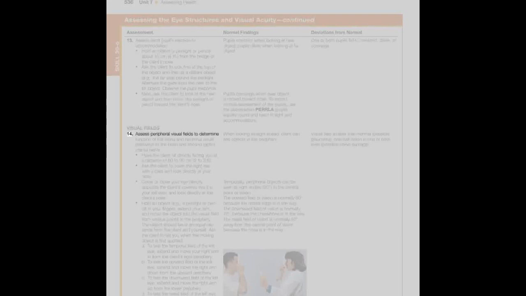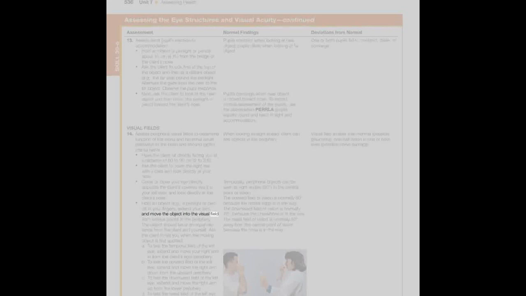Visual fields, step 14. Assess peripheral visual fields to determine function of the retina and neuronal visual pathways to the brain, and the second, optic, cranial nerve. Have the client sit directly facing you at a distance of 60 to 90 centimeters, 2 to 3 feet. Ask the client to cover the right eye with a card and look directly at your nose. Cover or close your eye directly opposite the client's covered eye, that is, your left eye, and look directly at the client's nose.